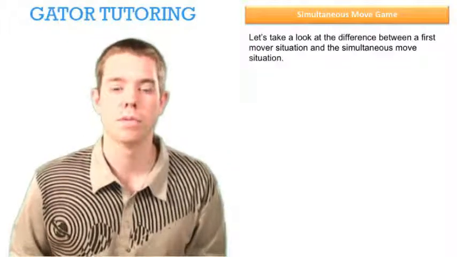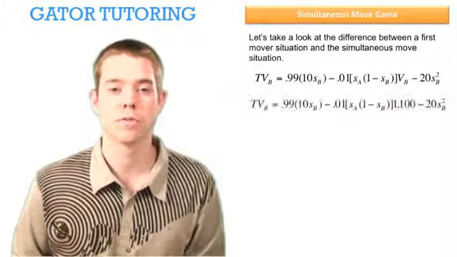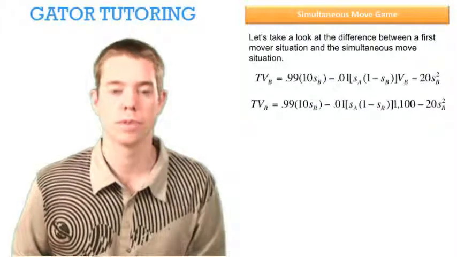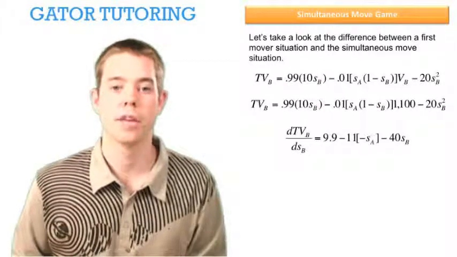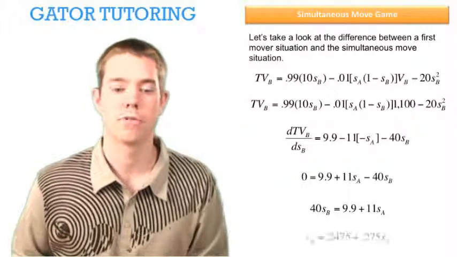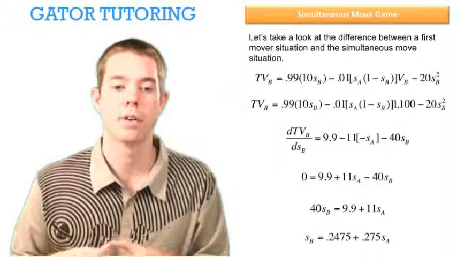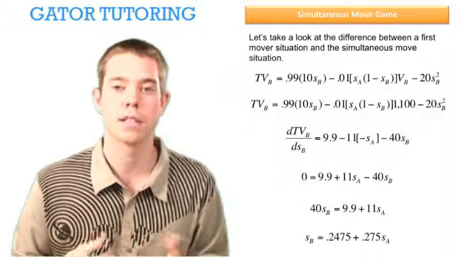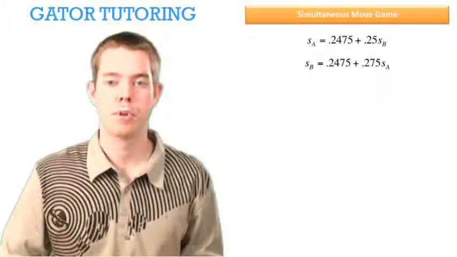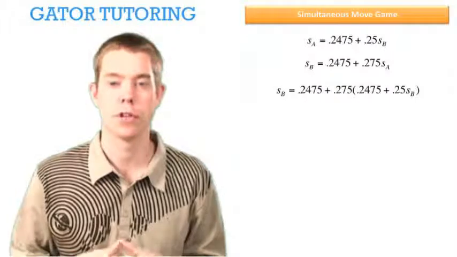The simultaneous move game, we would start with the total value function of B, and we'd find B's reaction function, just like we found A's reaction function. We go through all the math, and we see that B's reaction function, once we divide through by 40, is SB is equal to 0.2475 plus 0.275 SA. Now that we have both reaction functions in the simultaneous move game, we're going to use substitution to solve for each variable.